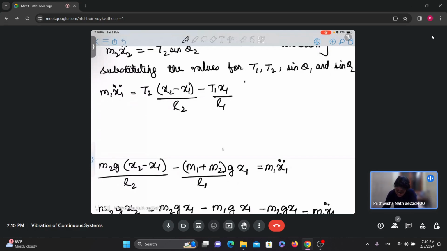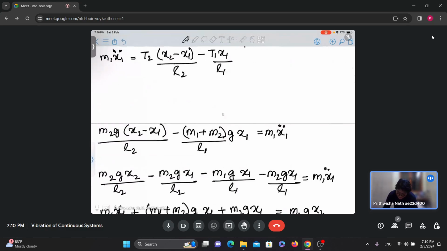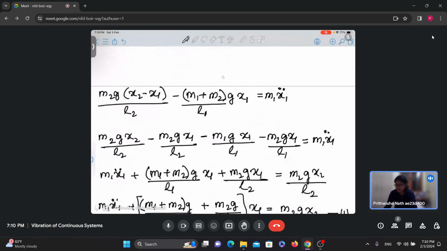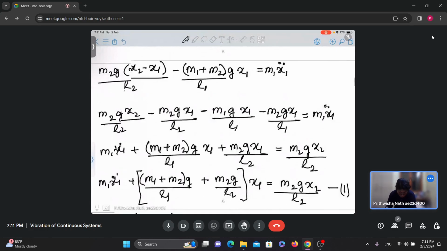Now what I do, I simply rearrange. So this becomes like this: m2g x2 into L2 minus m2g x1 by L2 minus of m1g x1 by L1 minus of m2g x1 by L1 equals m1 x1 double dot. Now simply we rearrange this.